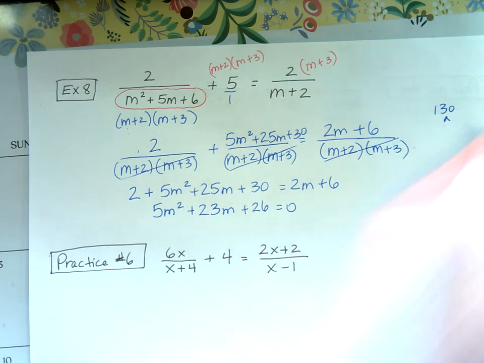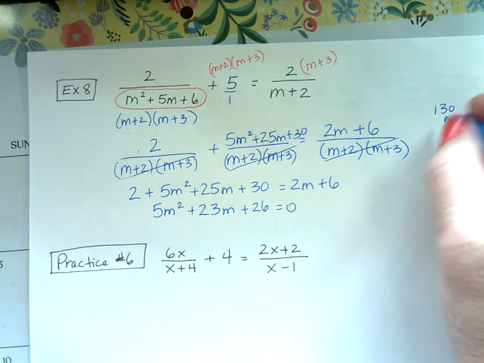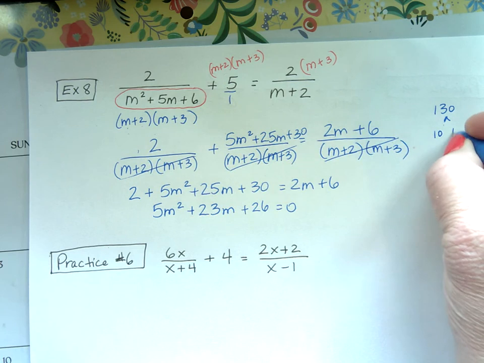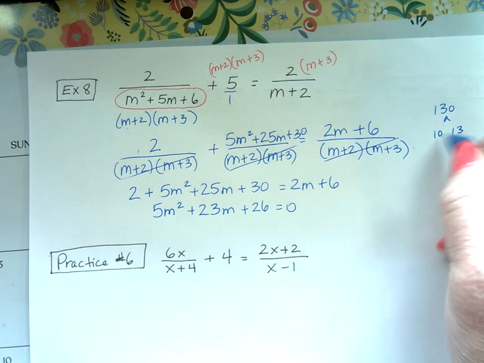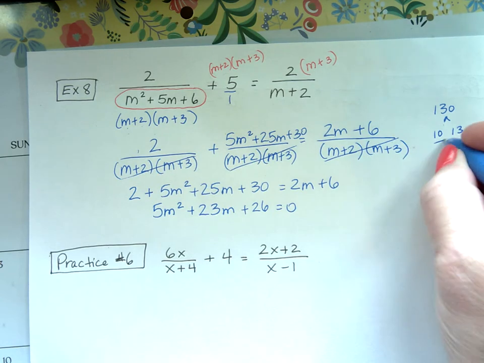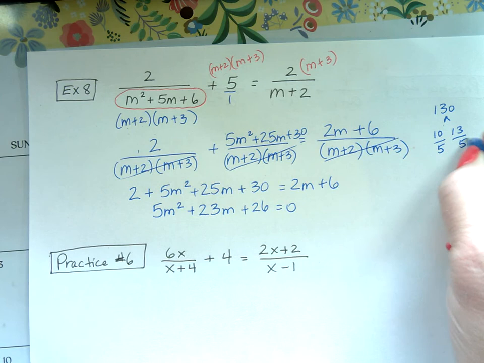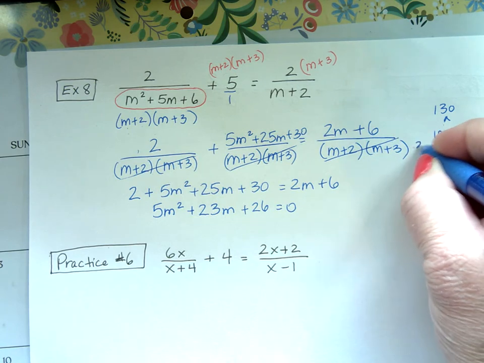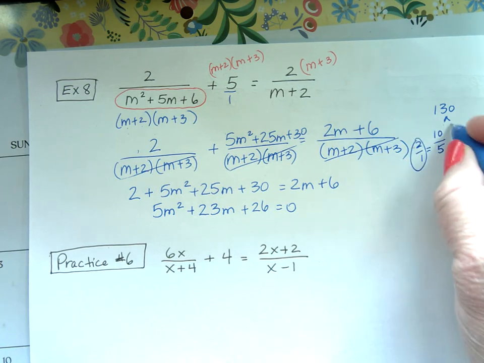I need factors of 130 that add up to be 23. Now, for the sake of time, I will tell you, it's 10 and 13. If you think about that, 10 times 13 is 130. 10 plus 13 is 23. So that works. So take it and divide it by your leading coefficient. Simplify if you can, and put your groups together.